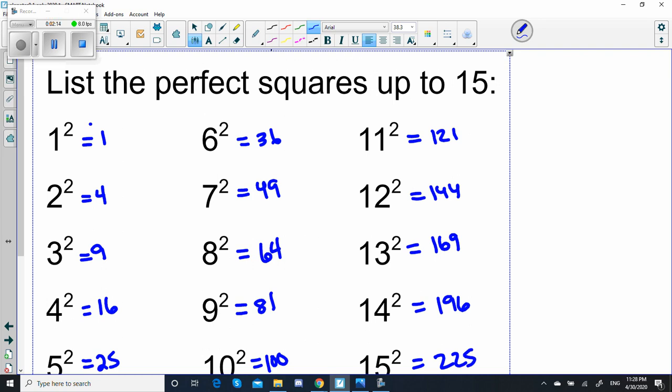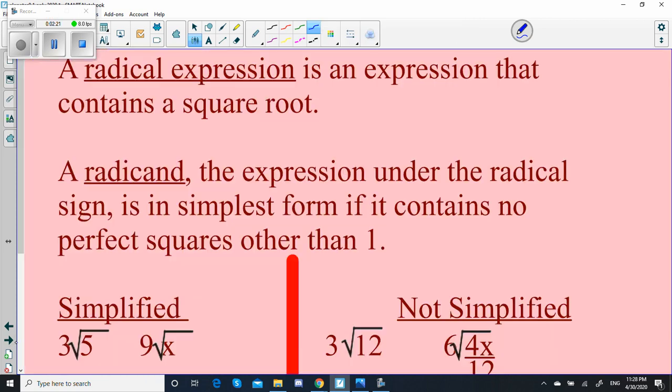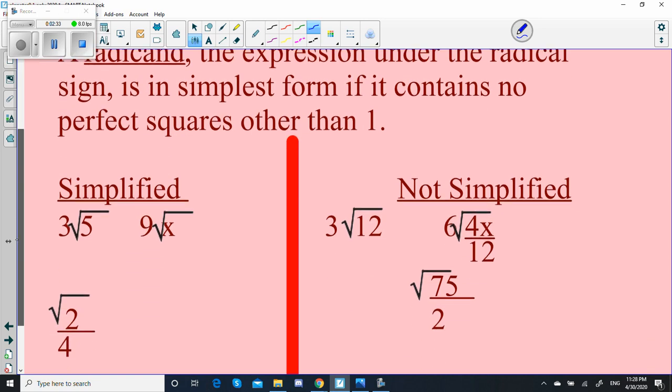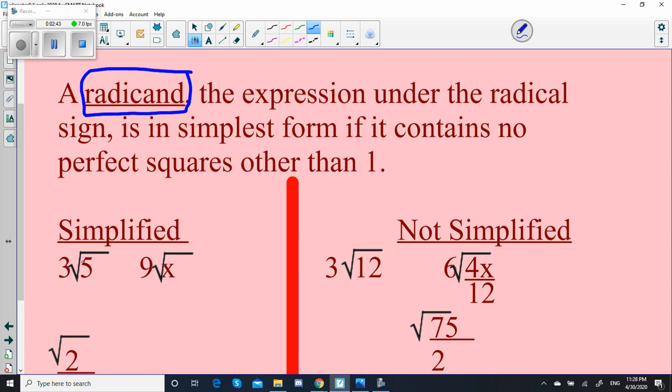And I believe that's all you need for today. If we need more, we can use our calculator if we need anything bigger than that. Okay, a radical expression is an expression that contains a square root or a radical symbol. Any of these down here at the bottom are all radical expressions. The radicand is the expression that's underneath the radical sign. So in this example, 5 is the radicand because it's below the square root sign.